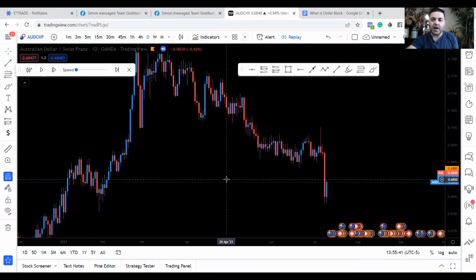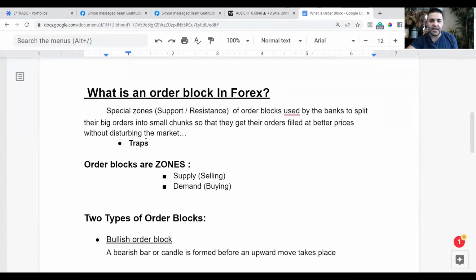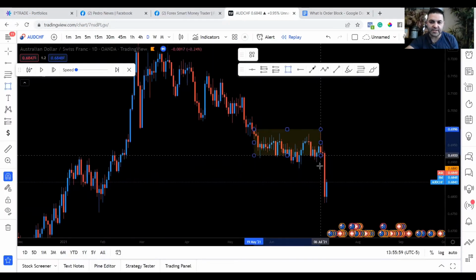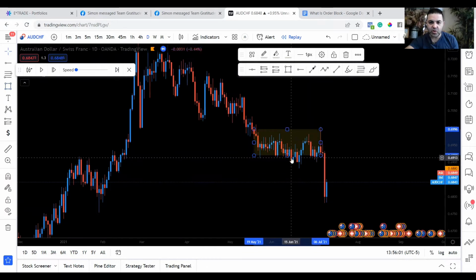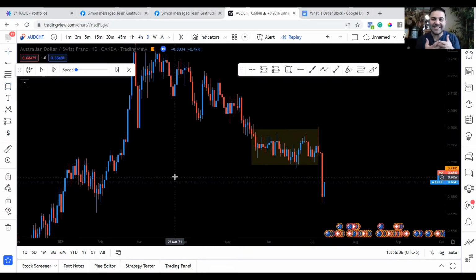So we talked about right here that an order block is special zones of support and resistance, right? As I see here, this is a special zone, and these special zones are typically created on purpose. Nothing that the banks do is on occasion, right? This is all on purpose.